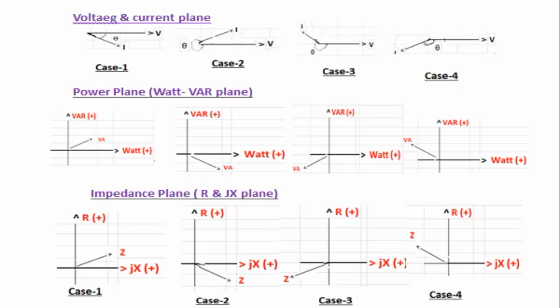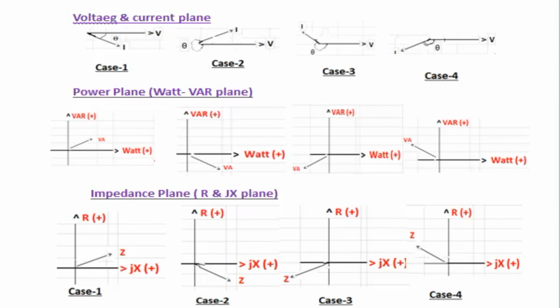In the first power plane, VA falls into the first quadrant. In the same way, in the impedance plane it also falls into the first quadrant. The second case is a capacitive load, where in the watt/var plane VA falls into the fourth quadrant. In the same way, in the RX plane Z also falls into the fourth quadrant.